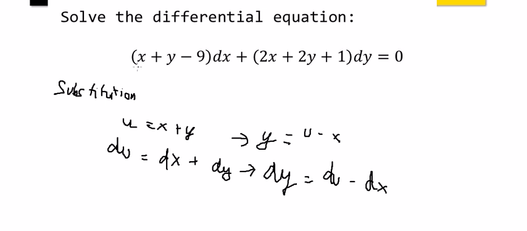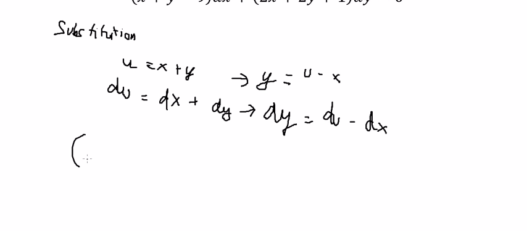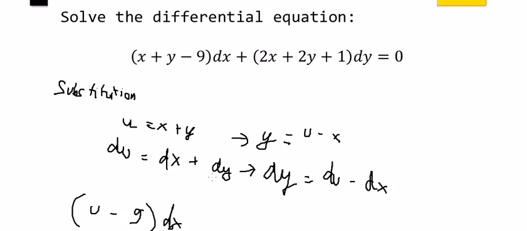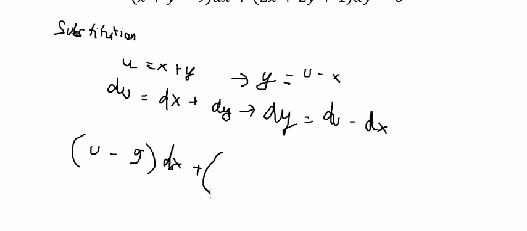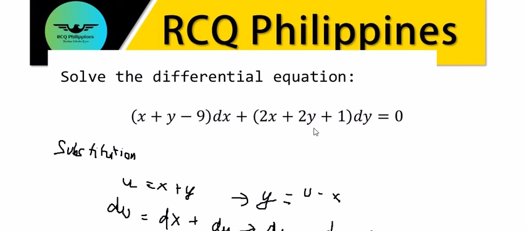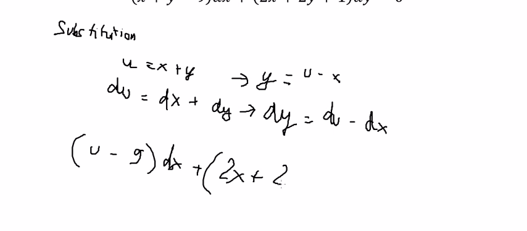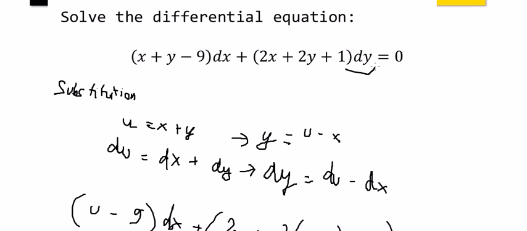So now we need to change everything in here. x plus y I change for u. dx we keep the same. The x I keep the same. So we have y in here, so I will change y into u minus x. And dy, I will change into du minus dx for this one.